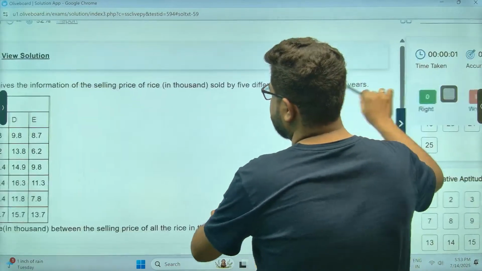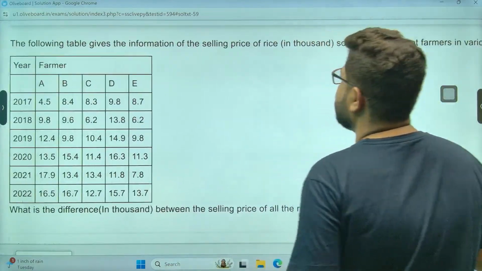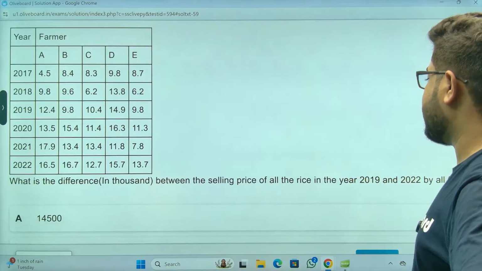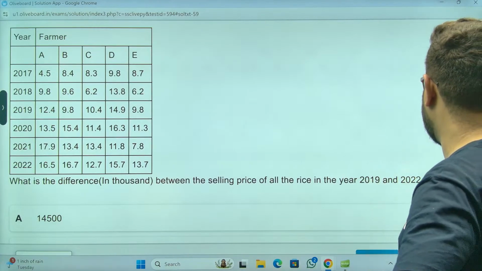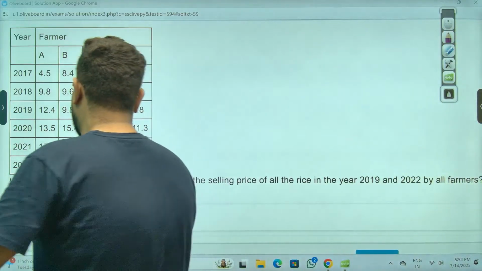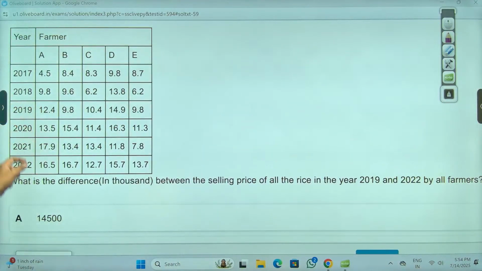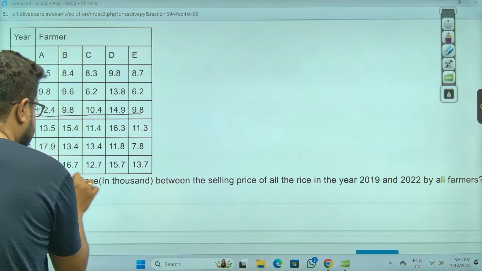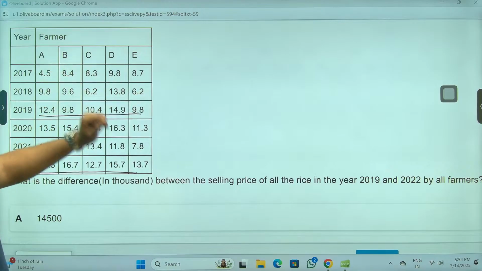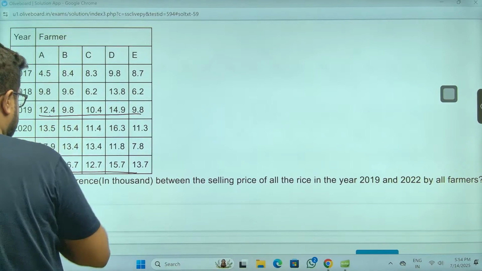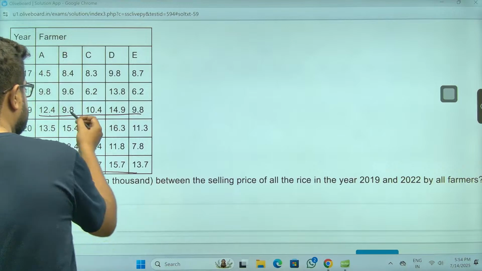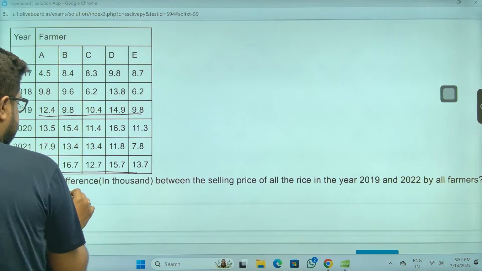Perfect. Now, what is the difference between the selling price of all the rice in 2019 and 2022 by all the farmers? For 2022 and 2019, I'll need this line and this line, nothing else, sir. All the values in 2022 are greater, so it's simple. Sir, this is how much? The difference is 4.1. This is how much, sir? 16. So this is 0.9.